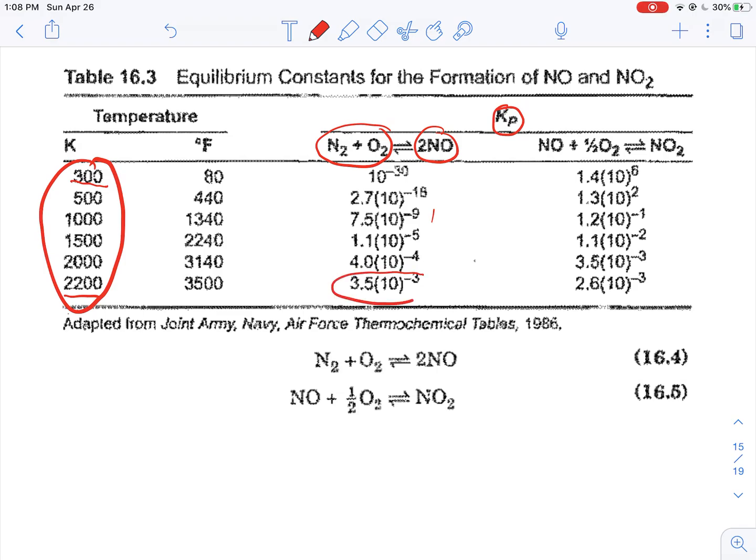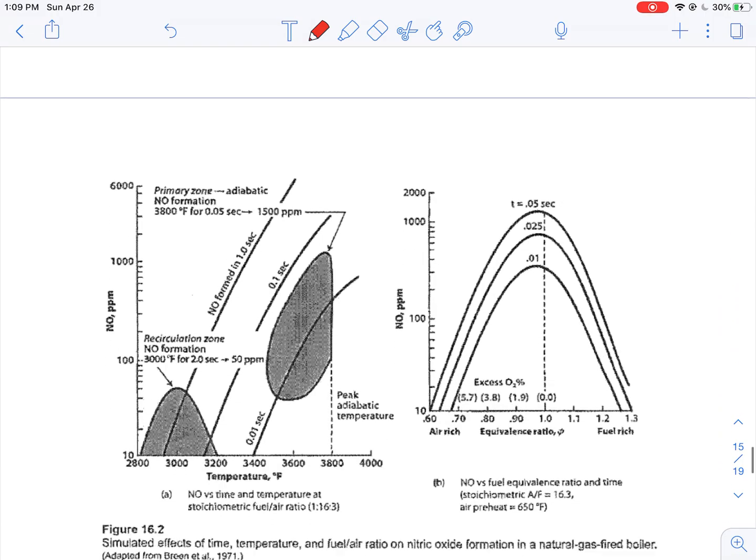So basically at 2200 Kelvin, this equilibrium constant is very large here. What that simply means is that the concentration of nitrogen monoxide is going to increase, right? So under high temperature, we're going to form more nitrogen monoxide, and that means more pollution.